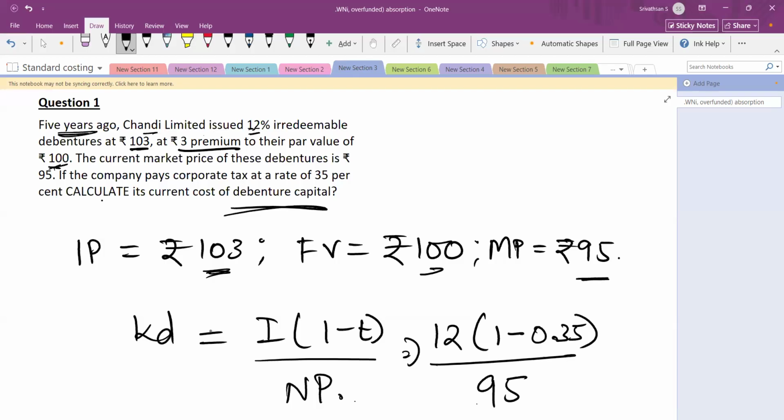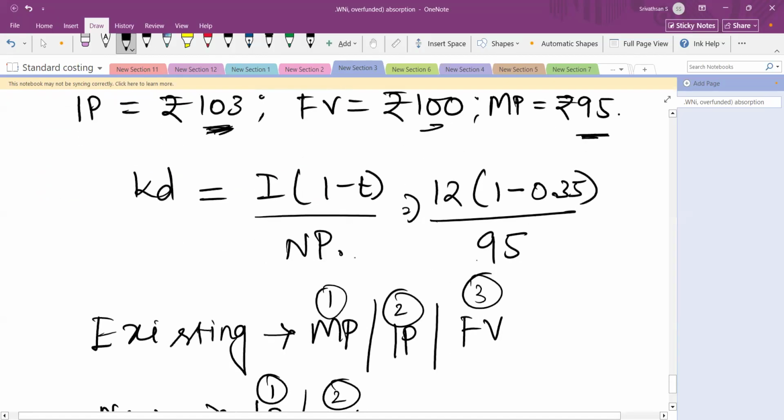And one more thing, the basic difference between finance and accounting is that accounting is backward looking, whereas finance is forward looking. So any past information that is given in the question is always irrelevant for decision making, right? So this 103 is a past figure. 5 years before, when the debenture was issued, it was issued at 103. But if an investor wants to purchase it today, he has to purchase it at 95 rupees. So the most relevant figure is 95 rupees. So we are taking the market price.